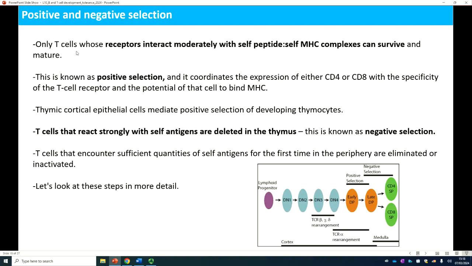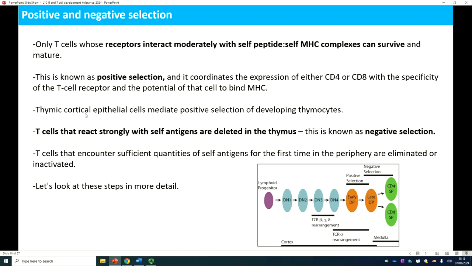So we have a little look now at positive and negative selection, because these play a really crucial role in this whole process. So when we've generated a T cell, we want to ensure that we have cells surviving that have receptors that can interact moderately with self-peptide and self-MHC complexes. So we want to make sure that those cells survive. And this is known as positive selection, and actually plays a key role in selecting whether that cell becomes a CD4 or a CD8 T cell. And this is based on the specificity of the T cell receptor and how that interacts and binds with MHC.